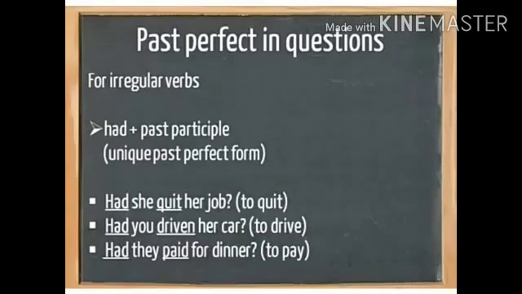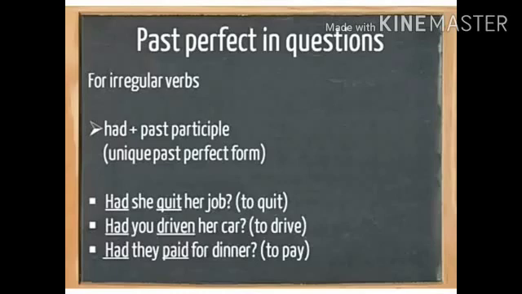For irregular verbs also we use had and the third form of the verb and again the unique past perfect form. For example, had she quit her job? Had you driven her car? Had they paid for dinner? Quit, driven and paid are unique past perfect forms.